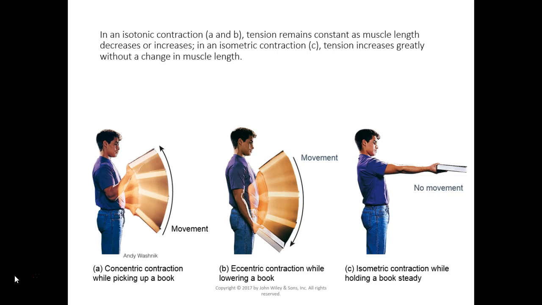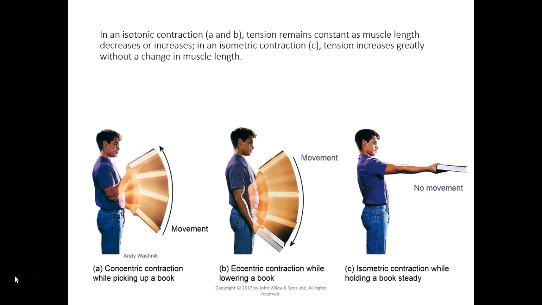Muscle contractions can be either isotonic or isometric. Isotonic contractions are used for body movements and for moving things. Two types of isotonic contractions are concentric and eccentric. In a concentric isotonic contraction, the muscle fiber shortens and pulls on another structure. For example, if you're picking a book up from a table, that involves concentric isotonic contractions of the biceps brachii in the arm.